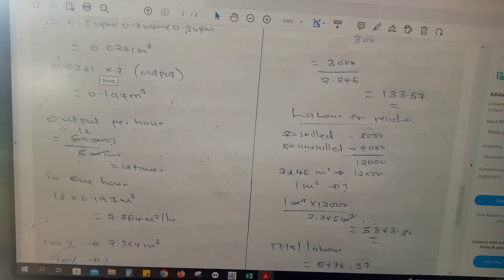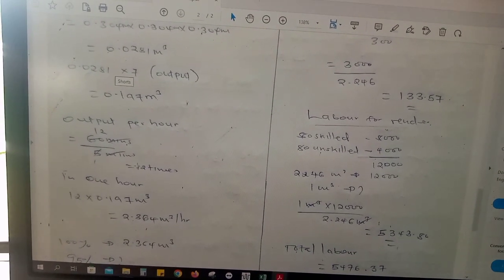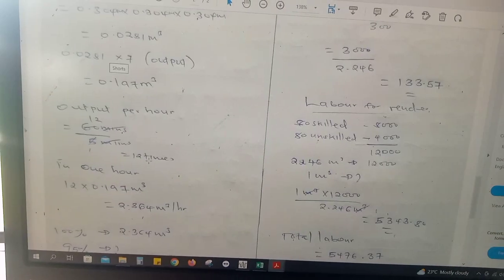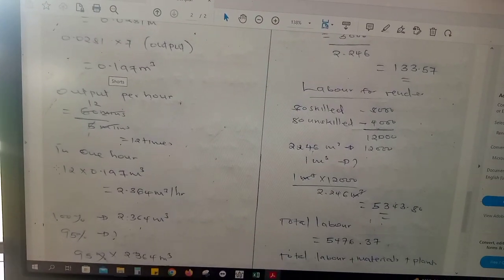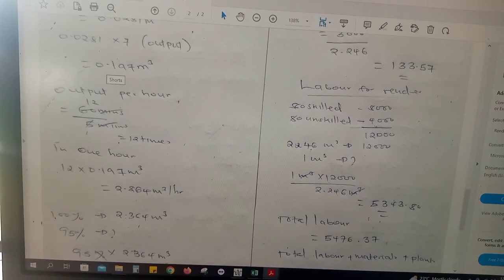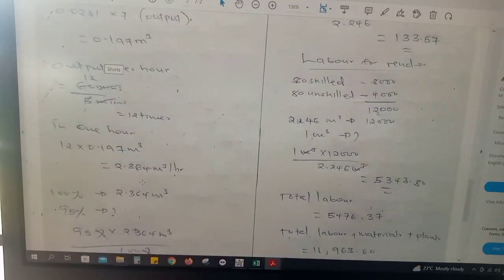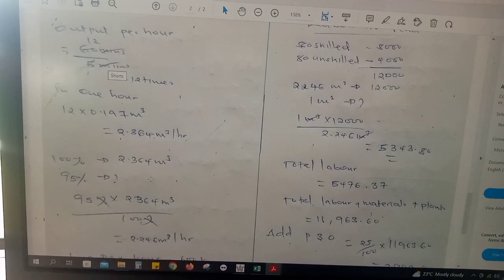In 1 hour there are 60 minutes. So the cycle time we were told to be 5 minutes. So you'll get that in 1 hour it will pour 12 times. So you take that 12 times, multiply by this output, and you'll get the entire output for the hour to be 2.364 meter cube per hour.